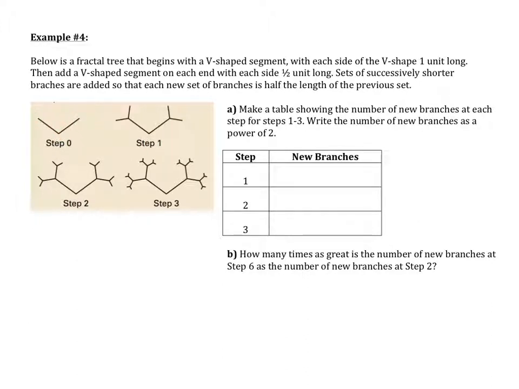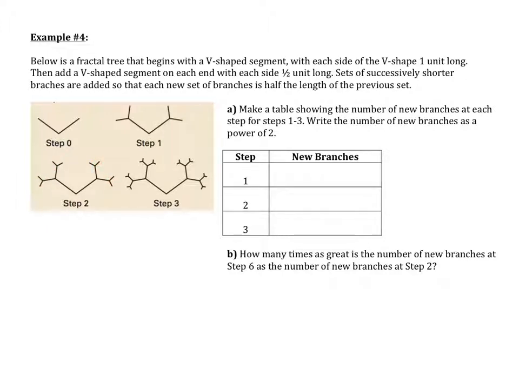Our first step then would be to start with that original V shape and then add to it V shapes on the end of them that are half as long as the original, just like it said. So sets of successively shorter branches are added so that each new set of branches is half the length of the previous set. So if you see here, we have that original V shape and then the 2 new V shapes that were half as long, and then on those stemmed off more V shapes that were half as long as the previous ones.